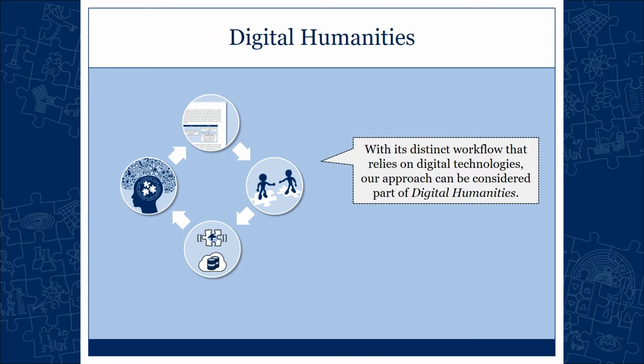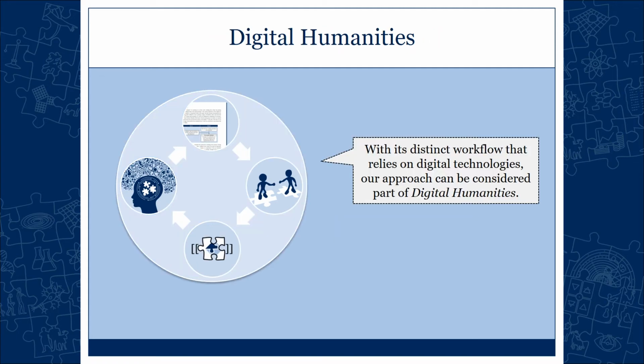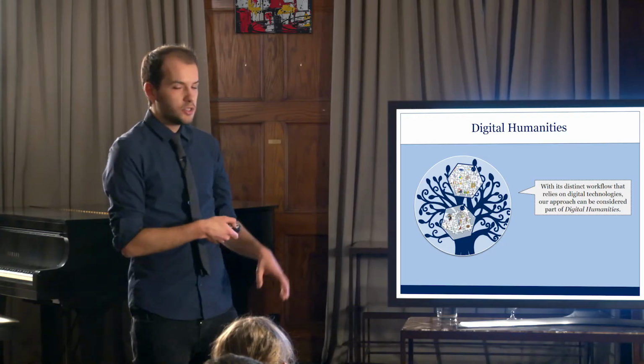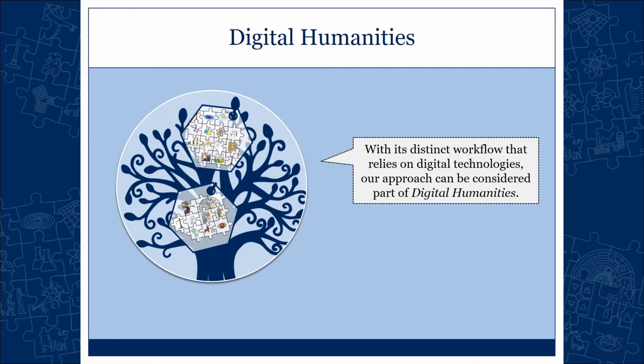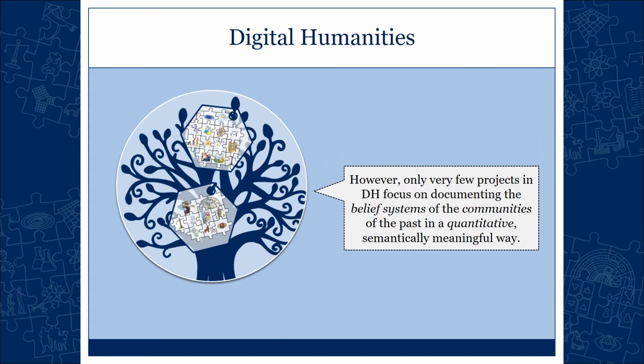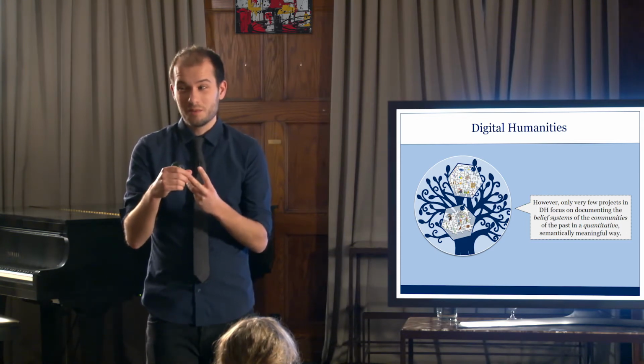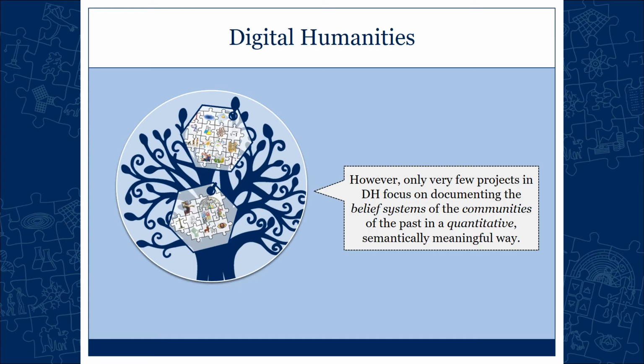Now, the approach that we're taking makes us part of, or we can be considered part of, the digital humanities. We've looked into many different digital humanities projects, and what we've noticed is that there are 3 key features that we think make our database different. 1, there are few that focus on belief systems. 2, few that focus on the belief systems of communities. And 3, importantly, and Jakob went into detail about this, few databases that focus on the belief systems of communities and understanding them in a semantically meaningful way.